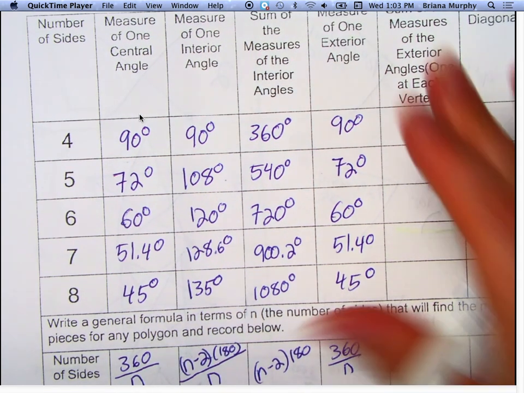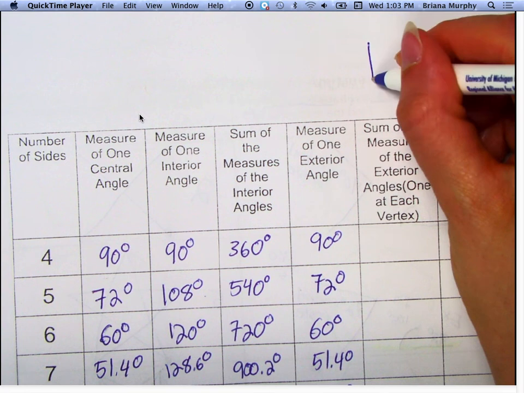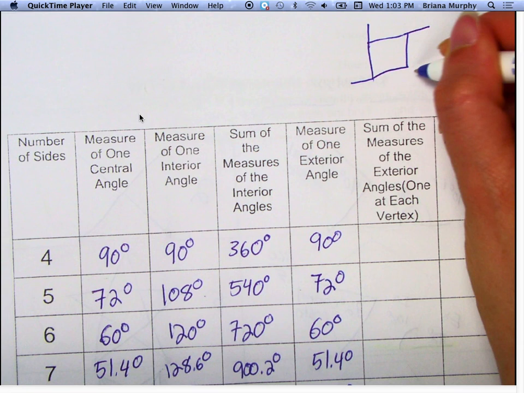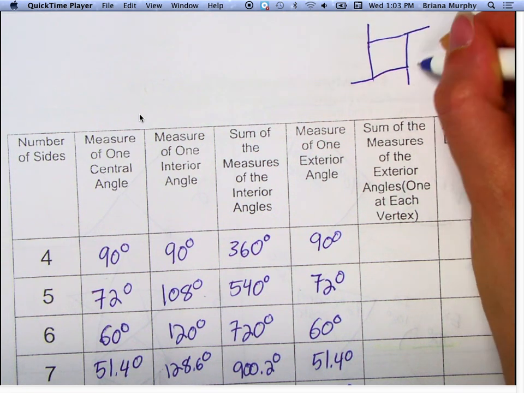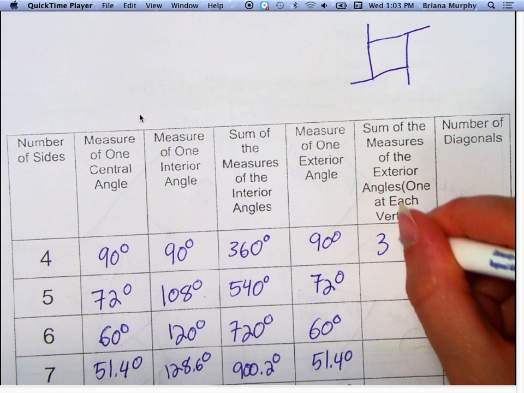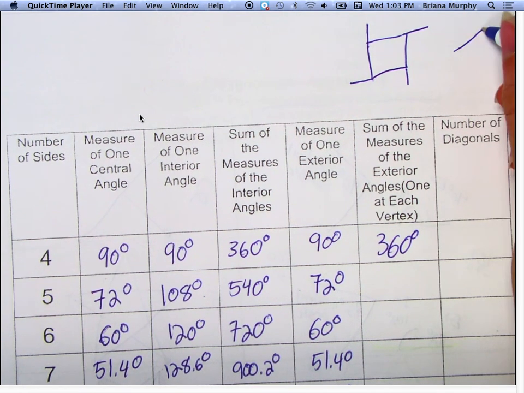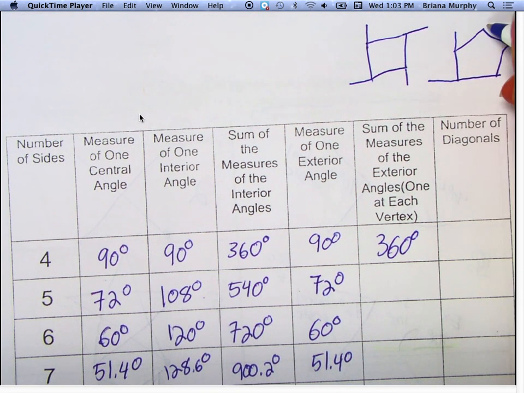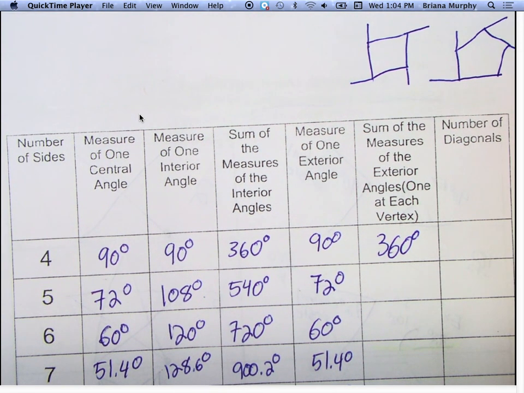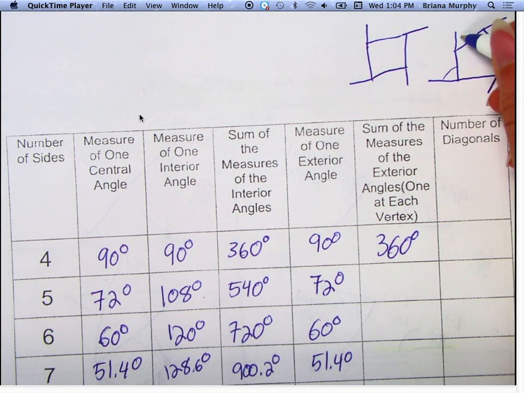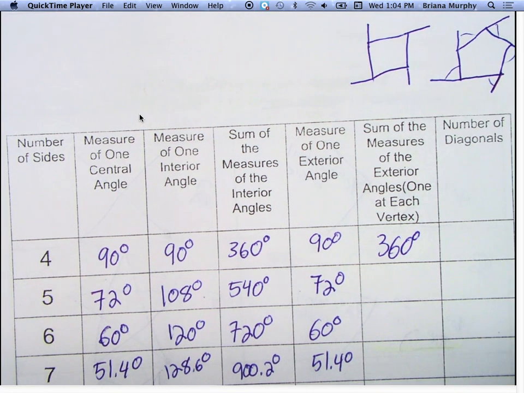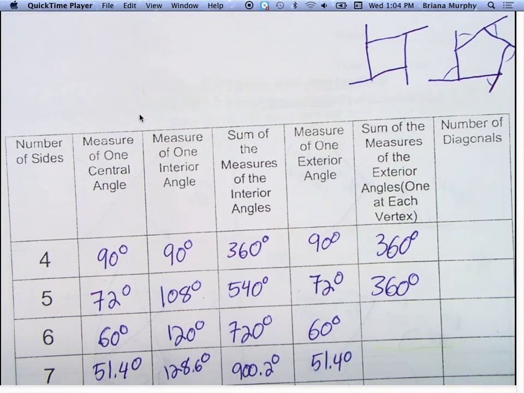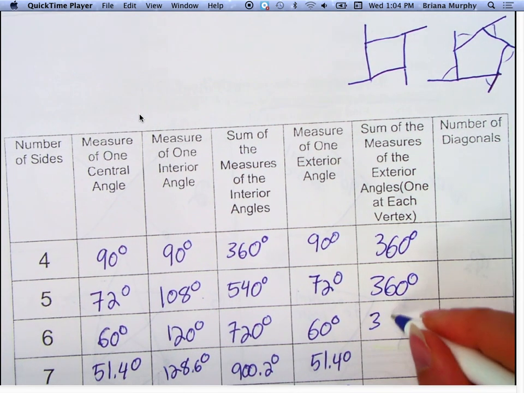So if I added up all the exteriors, let's draw a picture real quick. Here's a square, here are my exterior angles. They look like this. What are those all going to add up to be? 360, good. Okay, let's look at the pentagon. What are all of these going to add up to? All of these exterior angles are 72, right? And there's 5 of them, so it's going to be 360. All of these are going to end up being 360.